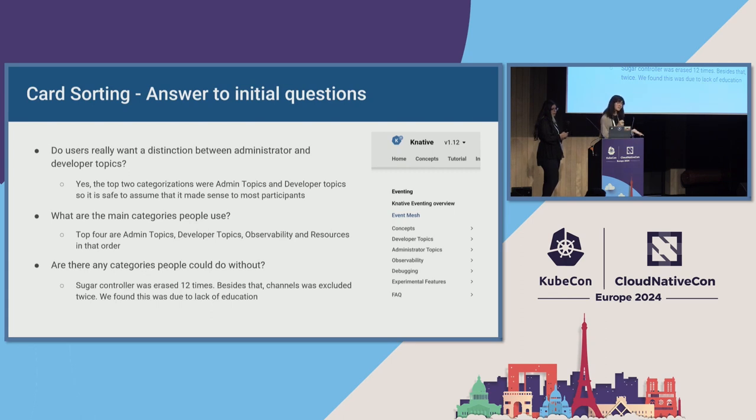And were there any categories that people could do without? The answer is yes. They actually erased something, it's a bit nested, called the sugar controller. And that's interesting because we hypothesize it was due to a lack of information. People don't necessarily know what a sugar controller is. Therefore, they didn't know how to categorize it, and therefore they put it in the corner of shame.